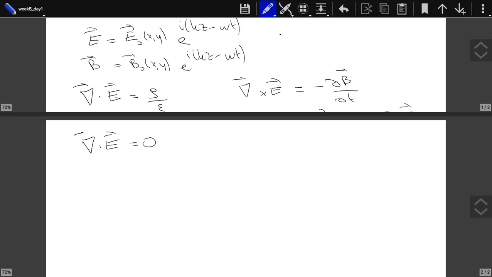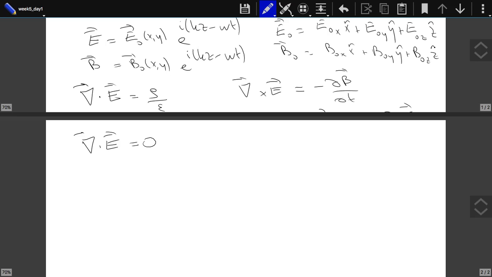Before that, I will also assume that this E0 has an X component, Y component, and also a Z component. And similarly, B0 will have an X component, a Y component, and also a Z component.